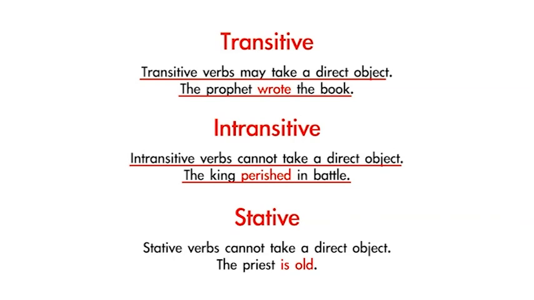Finally, stative verbs. Stative verbs cannot take a direct object either, and they're used to describe a state of being, something like the priest is old. In English, we use a form of the verb to be and an adjective to describe a state of being, but Hebrew has its own class of verbs to do this very same thing. So we have transitive verbs that can take a direct object, but they don't always need to. We have intransitive verbs that can't take a direct object, and then we'll have stative verbs that describe a state of being in Hebrew. We'll work on each of these in turn.